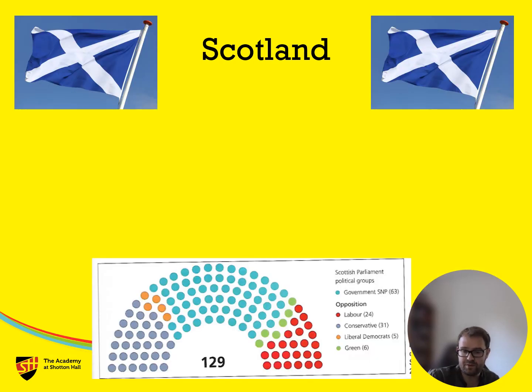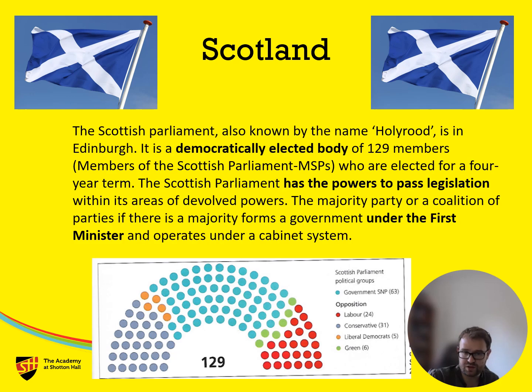Right, a little bit about the independent powers themselves. So the Scottish Parliament, they're known by the name of Holyrood. It's in Edinburgh, democratically elected. 129 members, could be a one marker, who are elected on a 4-year term. The Scottish Parliament has the powers to pass legislation within its areas of devolved powers. That's important. So they can basically govern themselves for what they've been allowed by the UK government.